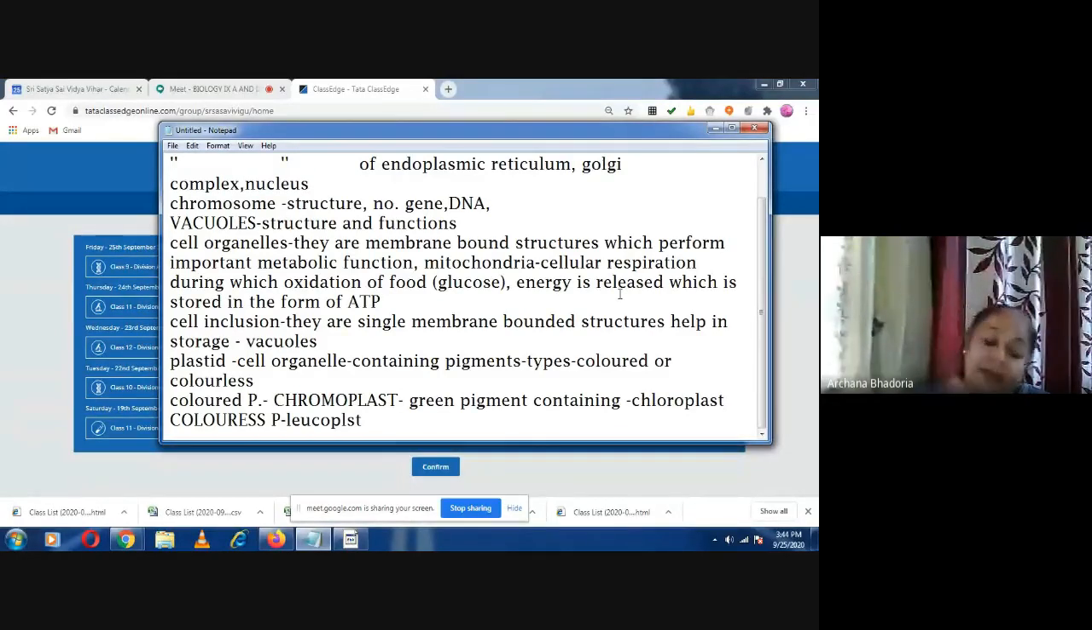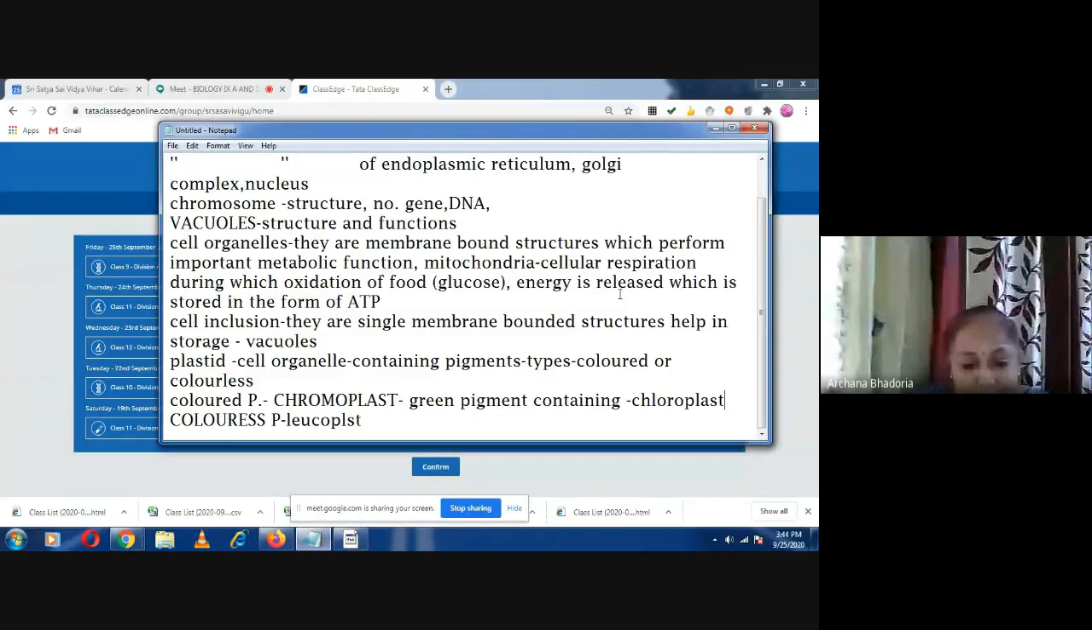Okay, so if there is a red flower, then the red flower has red pigment. If you see, the carrot is orange in color. So that means it is also having some colored pigment. So that will be called chromoplast. A different type of chromoplast is present in it.